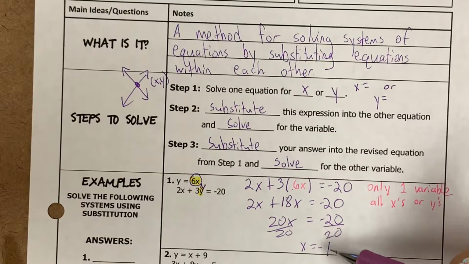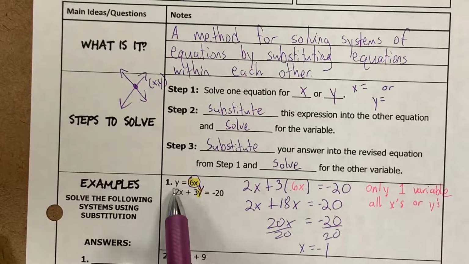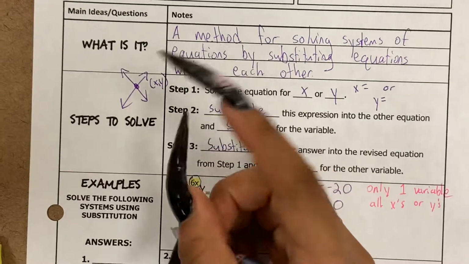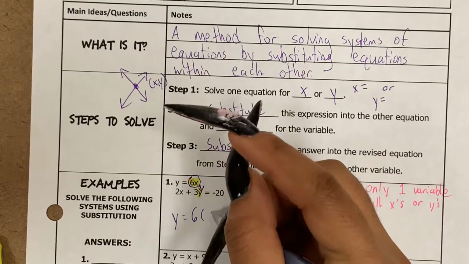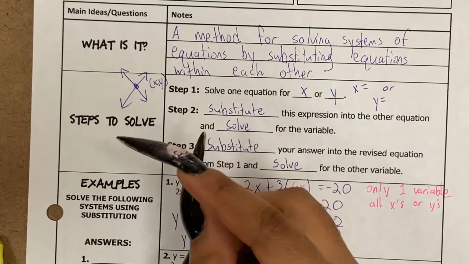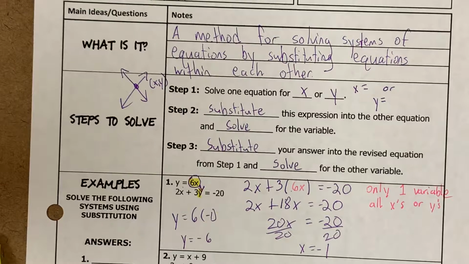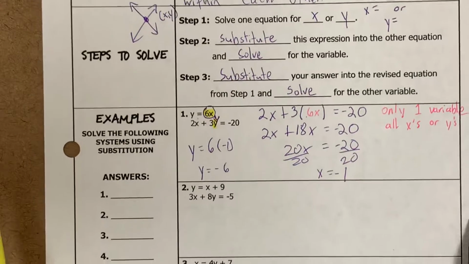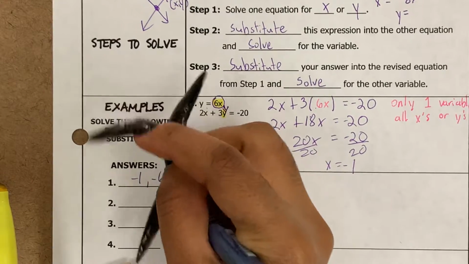So now that I know what x equals, I'm going to use it to find what y equals. So this equation says y equals, so I know y equals 6x. Well, x is -1. So 6 times -1 is -6. So the answer for number 1 is -1, -6.